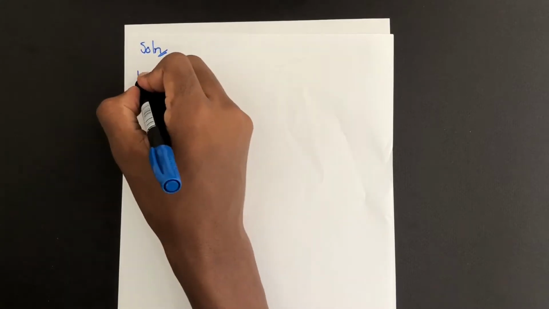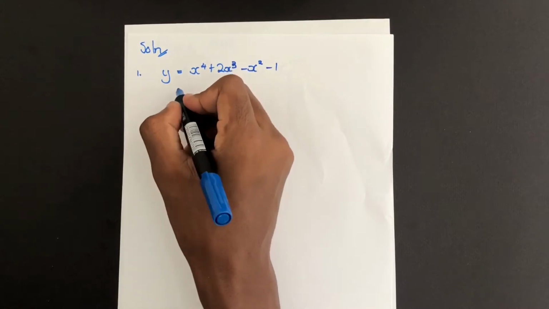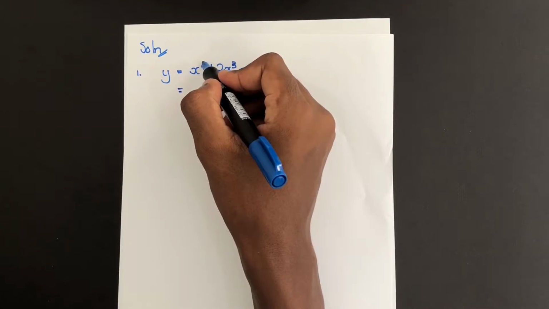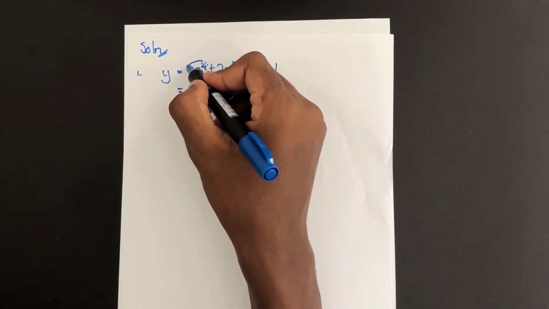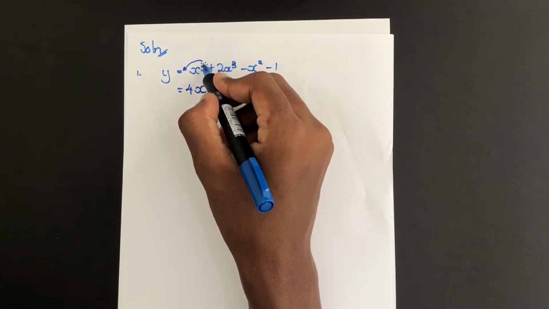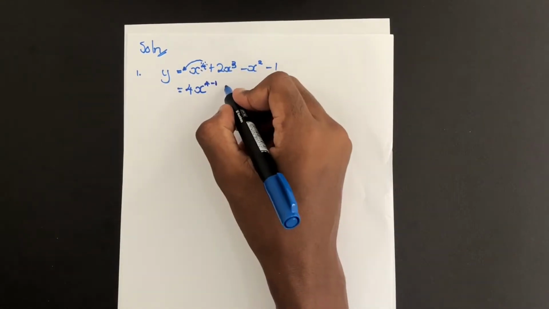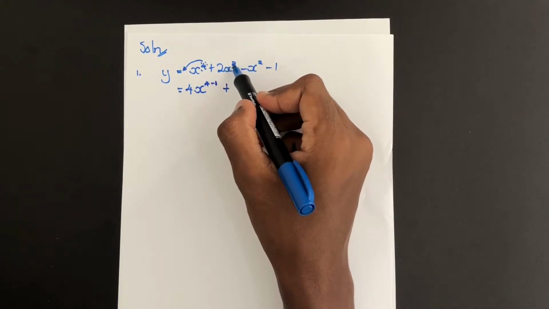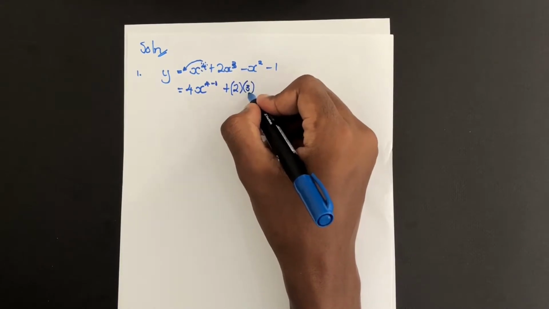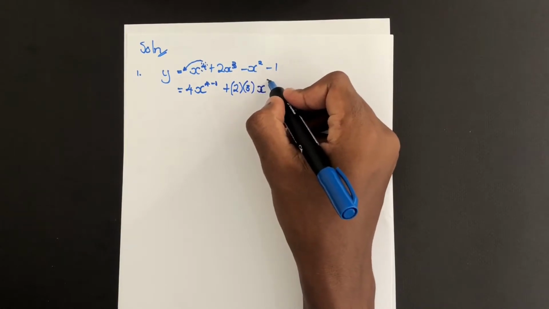Okay, let's start. The first question is y equals x to the power 4 plus 2x to the power 3 minus x to the power 2 minus 1. So like I said, we take the first power, then we pull it out front, then we subtract 1. So it's 4x to the power 4 minus 1. Then we go on to the next one, 2x cubed. We take the 3 up front. The 2 is already there, so we leave it there, and we multiply by x to the power 3 minus 1.